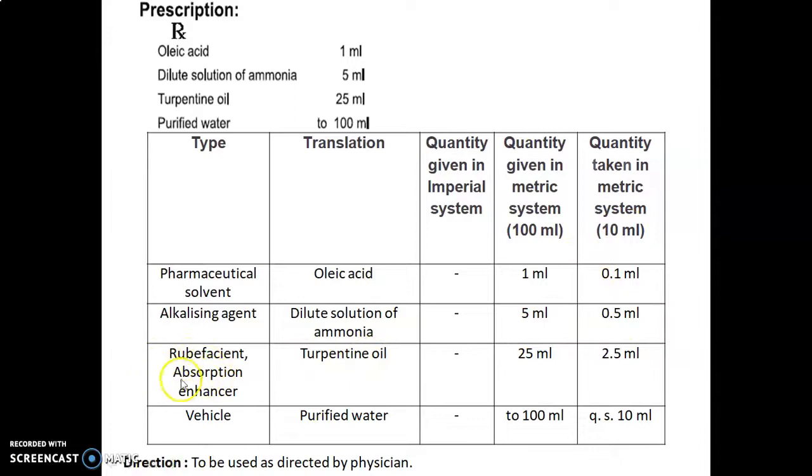Turpentine oil is used as a rubefacient and absorption enhancer. Quantity given in the metric system is 25 ml and quantity taken should be 2.5 ml. Purified water is used as a vehicle. Quantity given in the metric system is 100 ml, and the quantity taken to prepare up to 10 ml is quantity sufficient to prepare up to 10 ml. Direction: to be used as directed by physician.